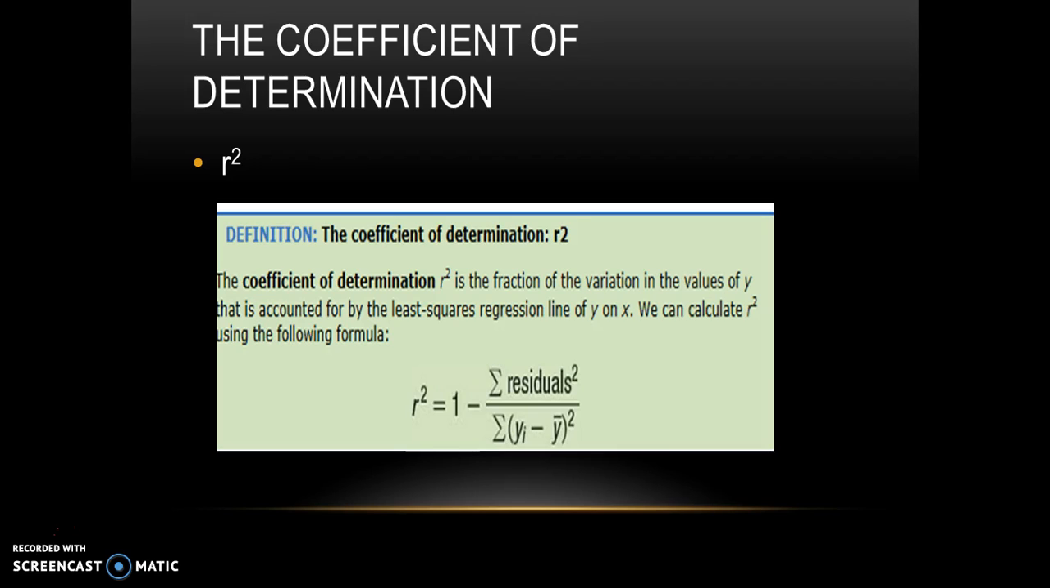Okay. The coefficient of determination is r squared. It is the fraction of the variation of the values of y that is accounted for by the least squares regression line of y on x. We can calculate r squared by using the following formula. If you remember, when we put it in the calculator, r squared also popped up. If you want to know how you're finding r squared, again, you take the residuals, square them, add them all up, and then you put that over each y entry minus the mean of the y's. This one down here is the mean, not the residuals.